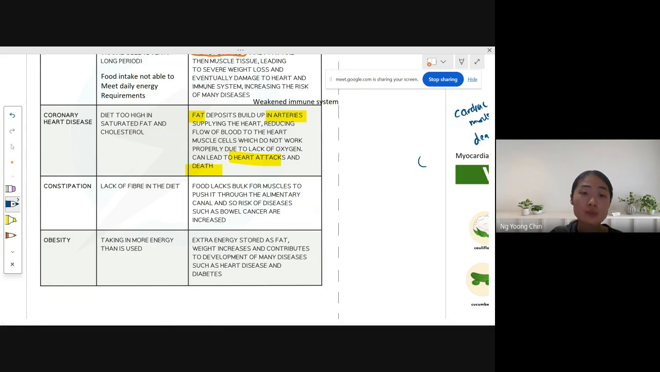Usually it's caused by saturated fat. See, the diet. Usually the problem is diet, diet and lifestyle.